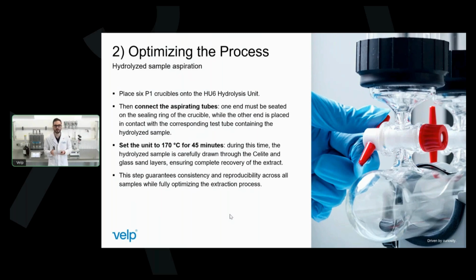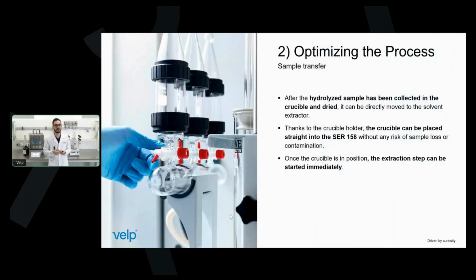After the digestion has happened for 45 minutes at 170, we can filter our sample in each crucible placed into the unit, and then perform the extraction. The sample after the digestion passes through this tube inside the crucible, and after washing the test tube with warm water at 50 degrees centigrade, we can remove the crucible that we have placed here.